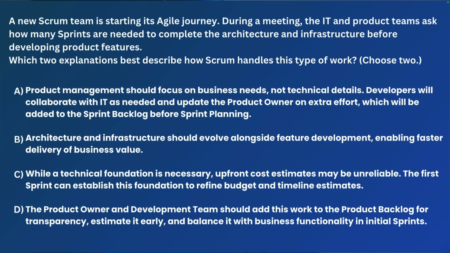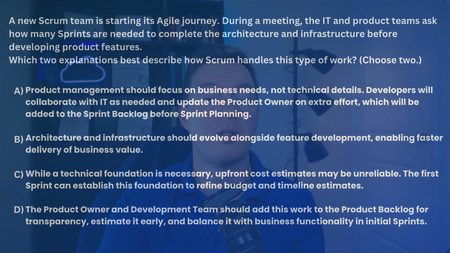So this one was about the IT and product teams asking how many sprints are needed in order to complete the architecture and infrastructure before starting to develop product features. Now, of course, in Scrum, what we want to do is be creating increments from the very first sprints, and we want to organically create the architecture as we go along, and we want to focus on bringing value to production. So we want to get a valuable output as soon as possible rather than front loading lots of planning and lots of architecture. So that's a general principle of Scrum.